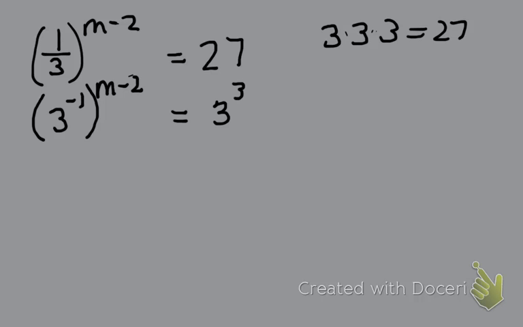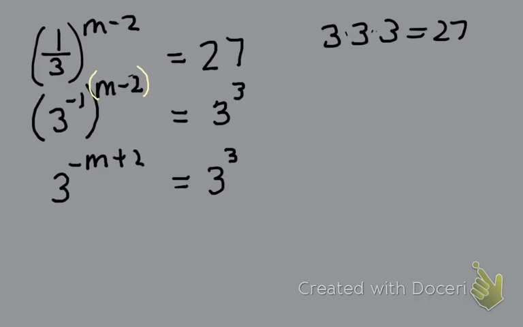Now, I'm going to do something very special with this because it is a power being raised to a power. So I'm going to take that outer power and put it in brackets. And basically, I'm just going to have to distribute that negative 1. So we're going to end up taking negative 1 times m and negative 1 times negative 2. So it is going to look like 3 raised to the negative m power, and negative 1 times negative 2 gives me a positive 2. And that is now equal to 3 raised to the 3.